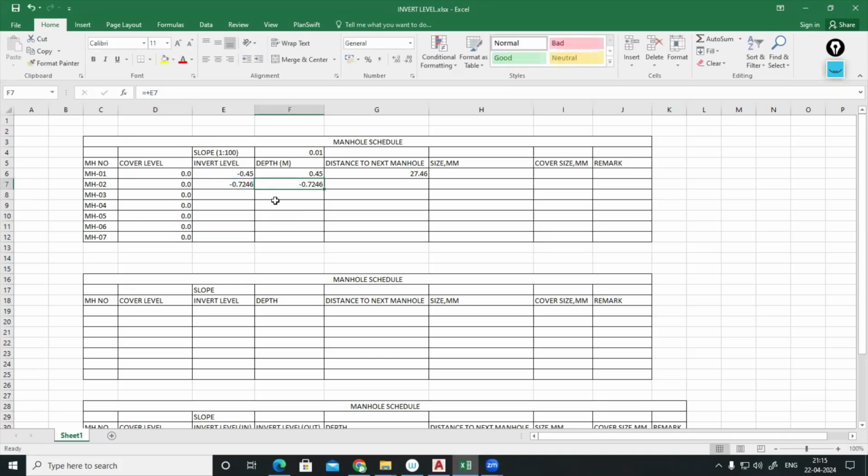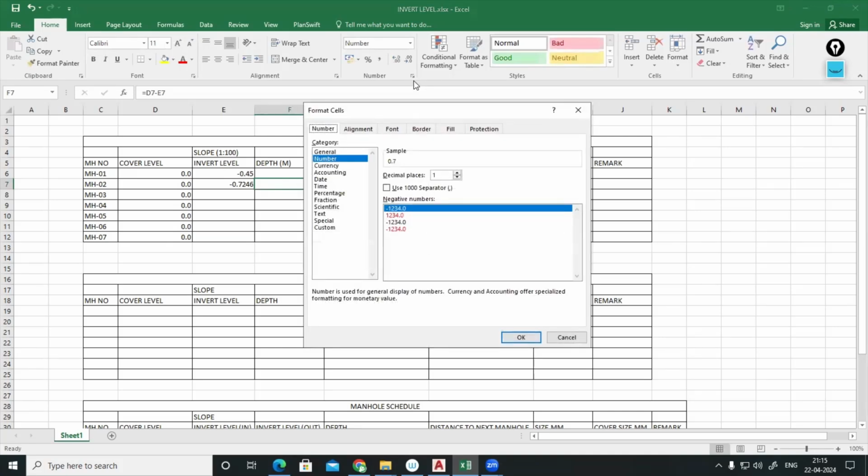That is 0.72, no? Depth in meter will be cover level minus invert level. So cover level is this much, minus invert level is this much. So that is your depth. But I need two values, so I'm just going through the number, and the decimal places you can make 2 or 3.